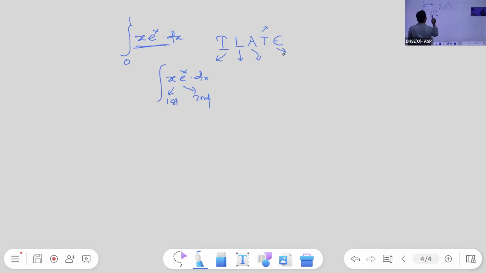So, according to the ILATE rule, x is the algebraic function, e power x is the exponential function. Exponential function should be taken as the second function. So, the by parts rule is: first function, that is x, into integration of second function, that is e power x dx, minus integration of second function into derivative of first function. Okay.